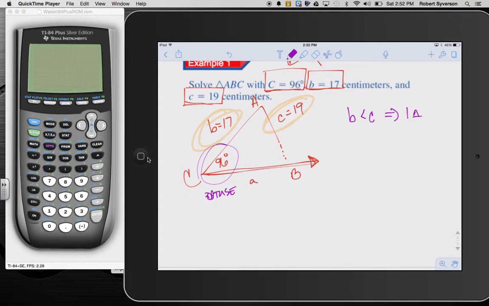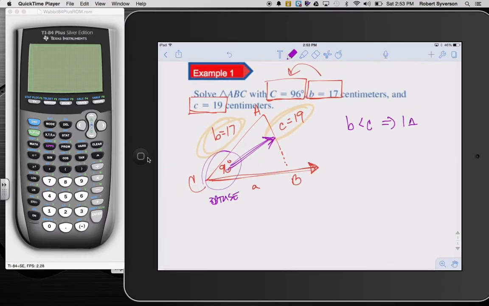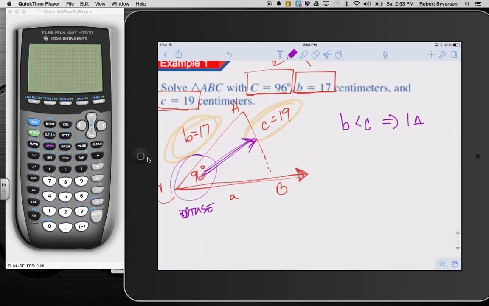Okay, so let's go ahead and solve my triangle. I'm going to use all my regular old law of sines stuff. Okay, so first thing I identify is what my angle side pair is. And this is my angle side pair right here, side C with angle C. So I will set this up as the sine of 96 over 19.